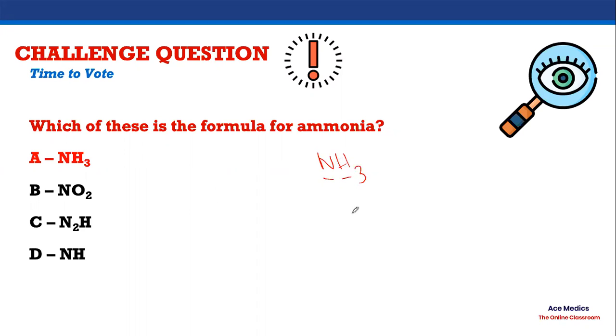So how can we tell that there are 3 hydrogen atoms? Because remember, the small number here that we call the subscript is written right next to the hydrogen. So we know that there are 3 hydrogen atoms and 1 nitrogen atom, okay? Right, let's go on to the next slide.